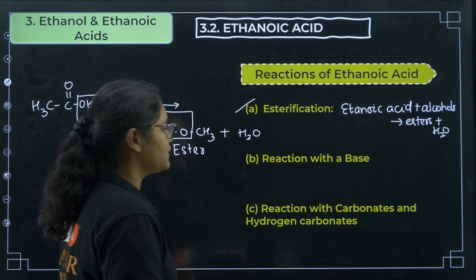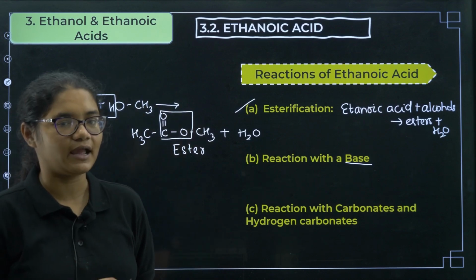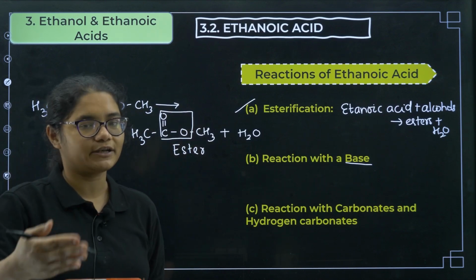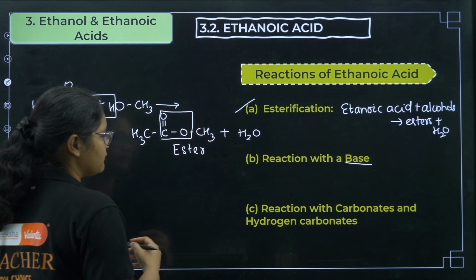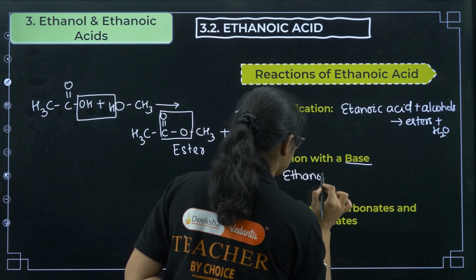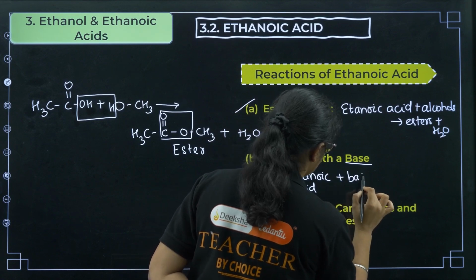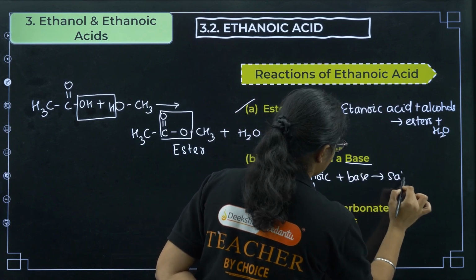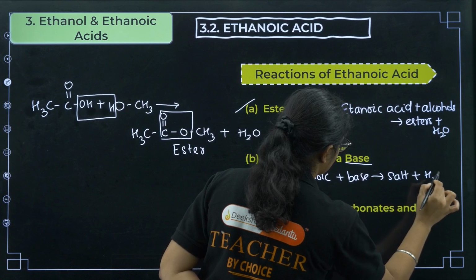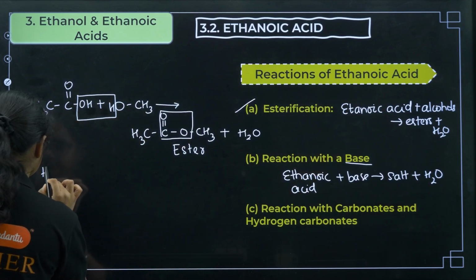Next one is reaction with a base. This is an acid, and when a base and an acid react, all of you know what we will get: salt and water, right? So ethanoic acid plus base gives salt plus water.